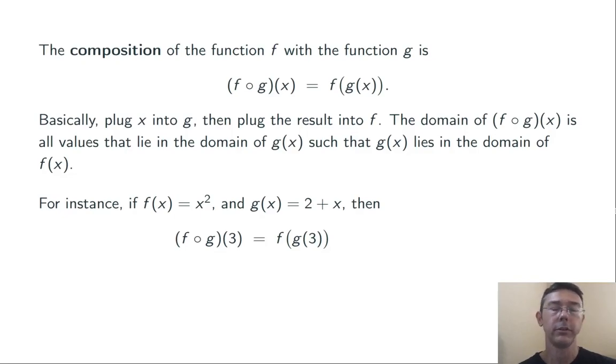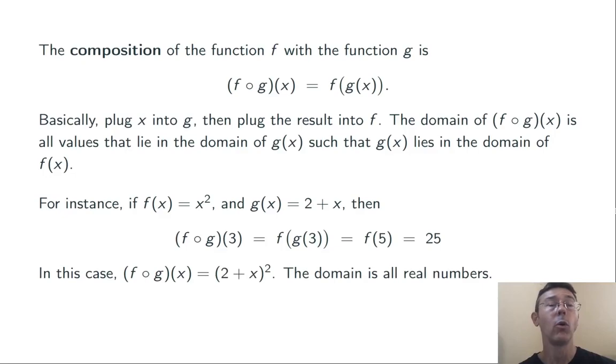Here's a very simple example. f of x equals x squared, g of x equals 2 plus x. Let's do f composed with g of 3. So we have to do two steps here. First, we plug 3 into g. g is x plus 2, so we get 5 out there. Now we have to plug that result, 5, into f. We square it, and we get 25.